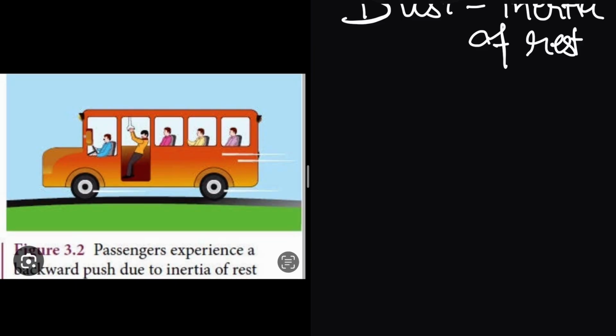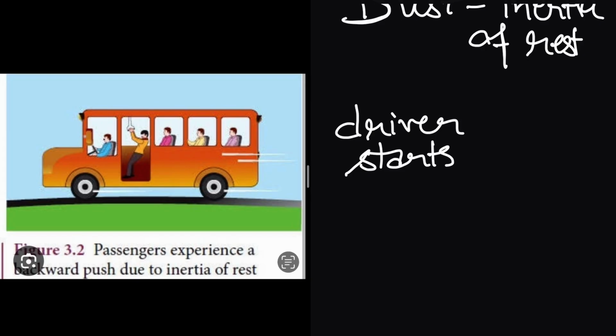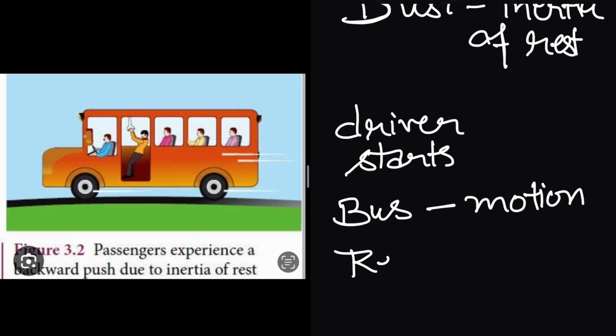Why? When the driver starts suddenly, what will happen? The driver starts the car suddenly. Now the car will come in motion. Passengers are sitting inside it. Those passengers, earlier, were in which state? Rest.